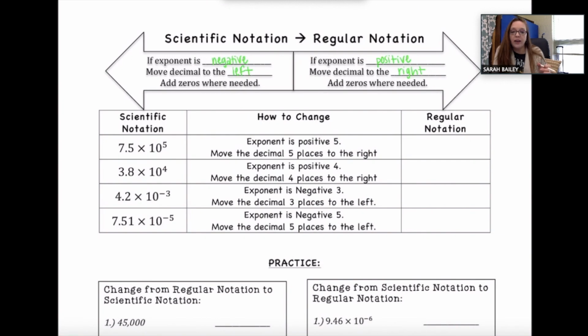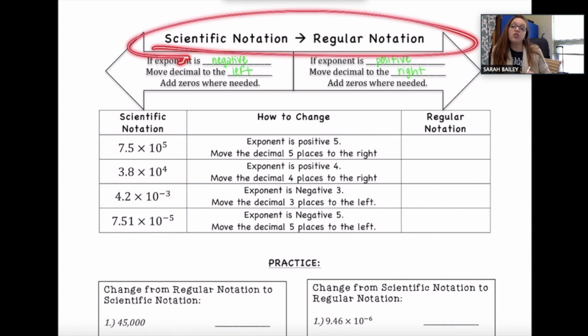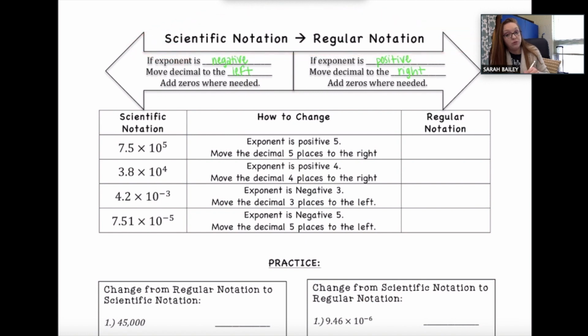All right, let's go to the next page. Now on the next page, this time we're going to practice converting. We're going to start off in scientific notation and go to regular notation or standard form. So write this information in.